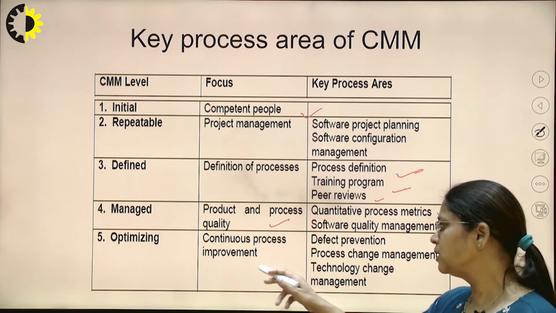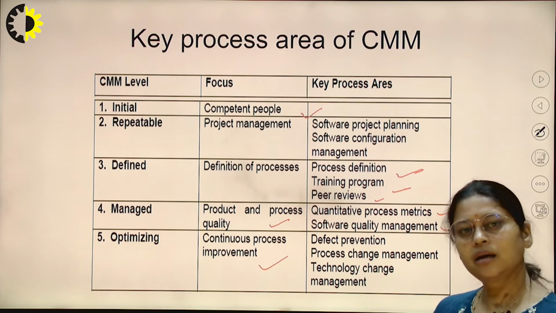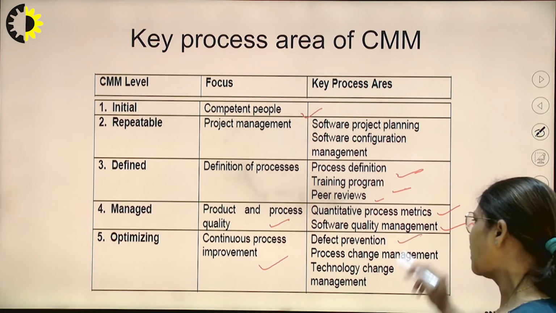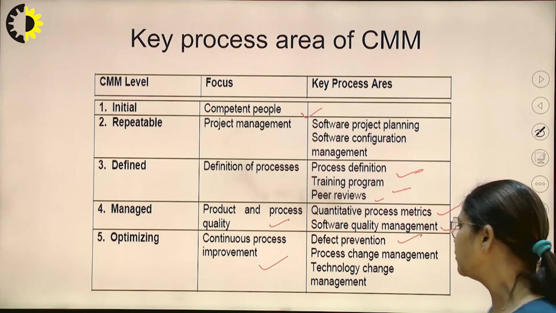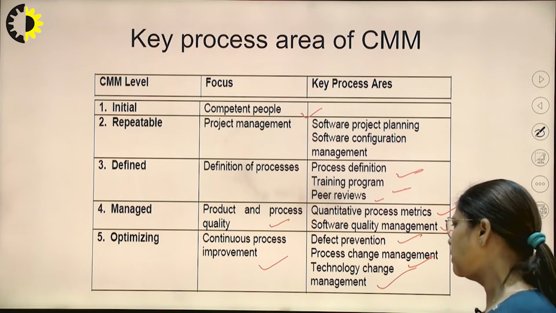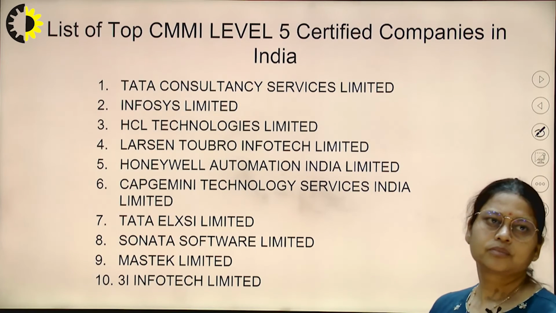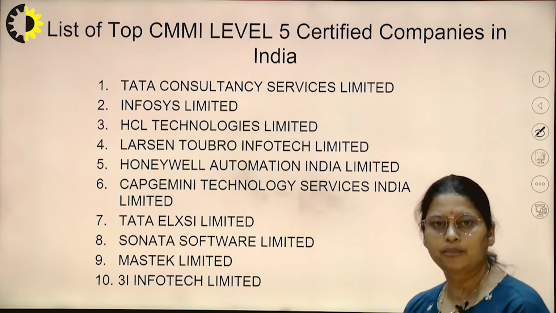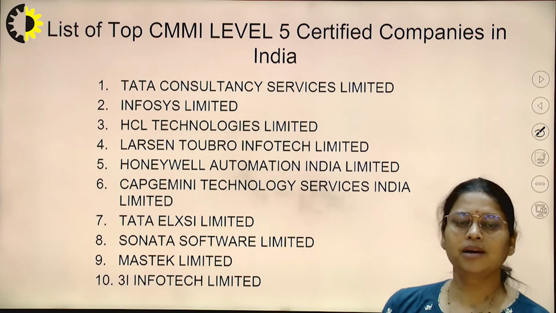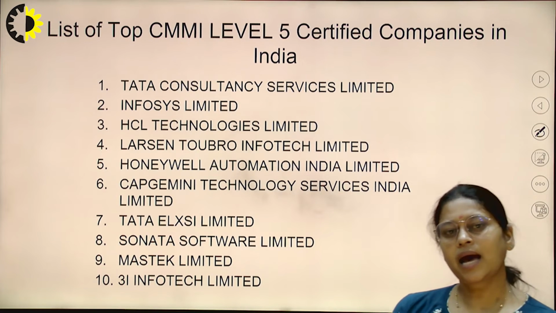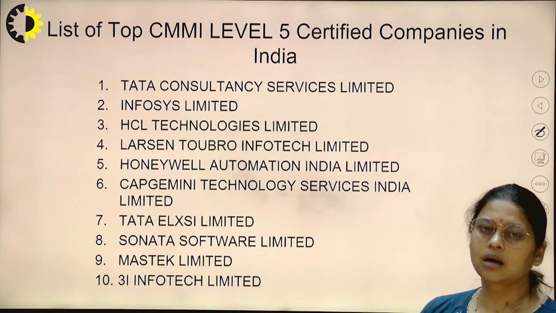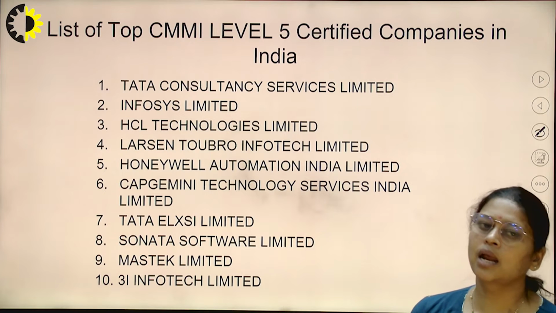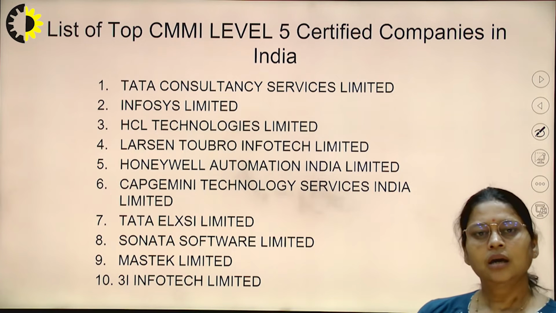And the last one is the optimizing. The focus of this level is continuous process improvement. So, they focus on defect prevention, process change management, technology change management. So, these are the various levels of companies, CMM levels. So, a company, as per its working culture and maturity level, can apply for any of the CMM levels.